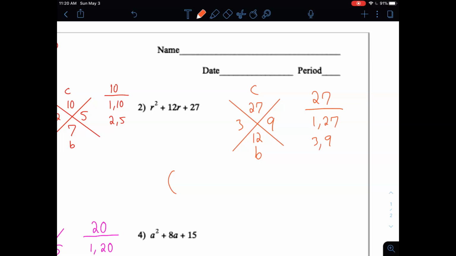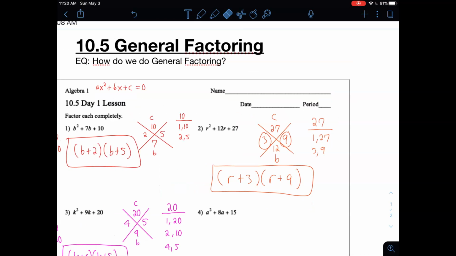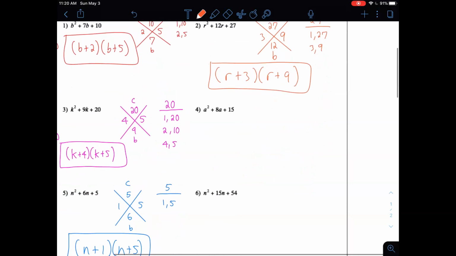So we're going to go R, parentheses, R, parentheses. We're going to put 3 and 9, but not just 3 and 9. We're going to put R plus 3 and R plus 9. And there we go. All right, next example.